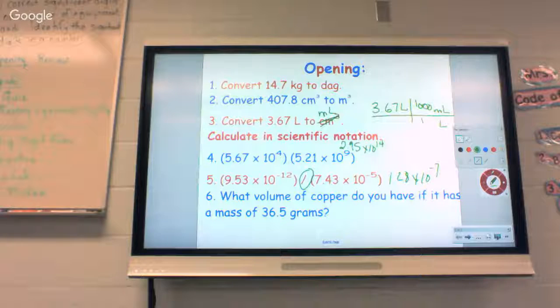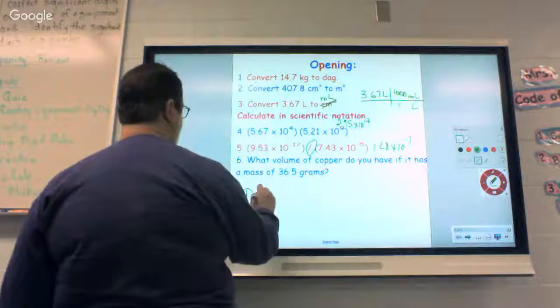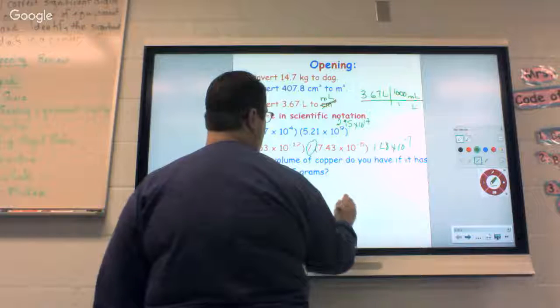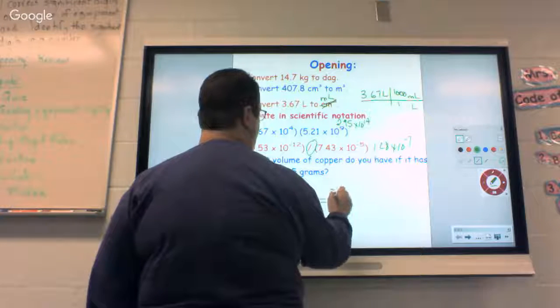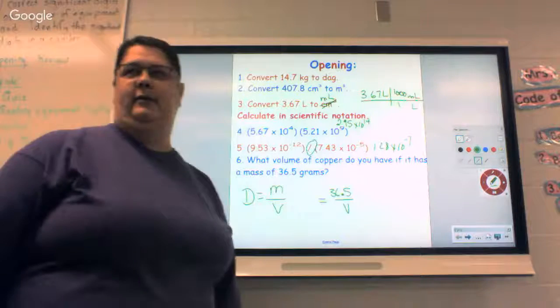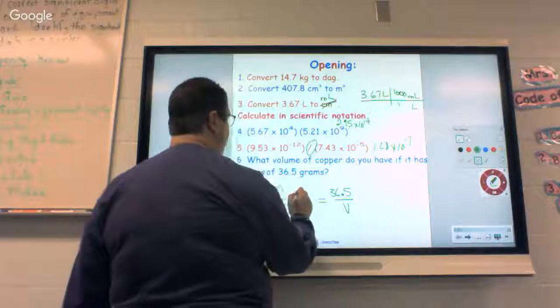All right? The last one says find the volume of copper if you have a mass of 36.5 grams. What formula are we going to use to do that with? Density. Density equals mass over volume. All right. I need volume, so V. I gave you a mass of 36.5. What am I missing? Where do you find it? What's the density of copper? I don't know off the top of my head. It's what?